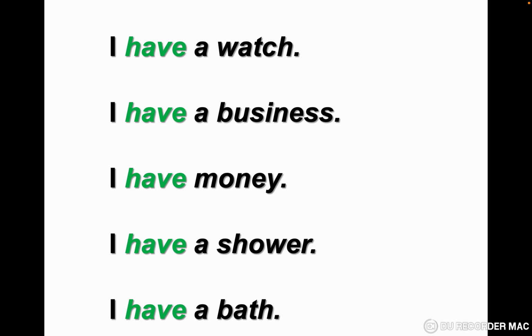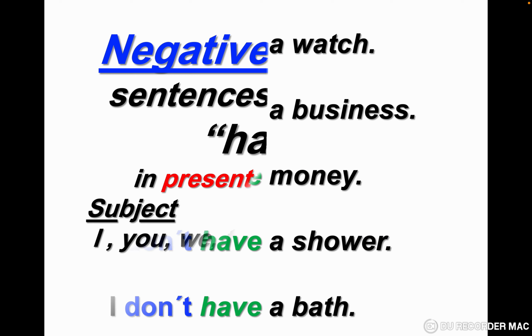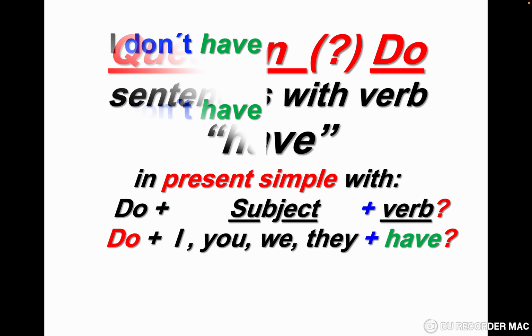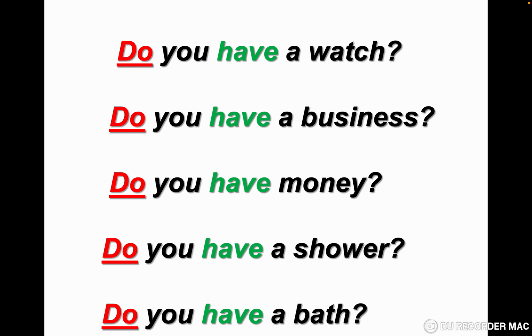So let's go to the negative form. I don't have a watch. I don't have a business. I don't have money. I don't have a shower. I don't have a bath. Let's continue to the question form. Do you have a watch? Do you have a business? Do you have money? Do you have a shower? Do you have a bath?